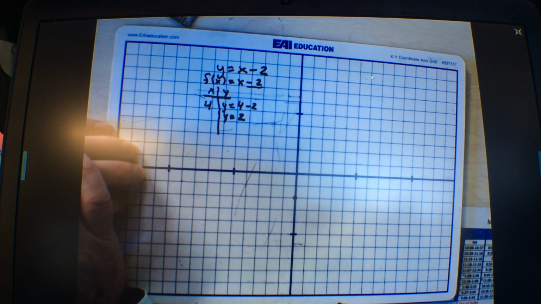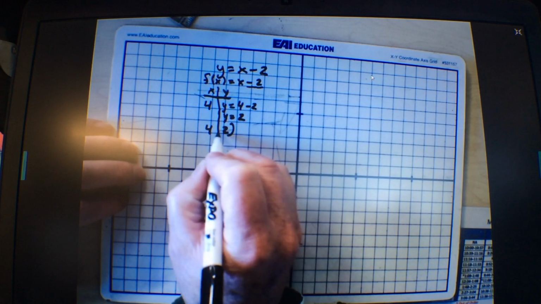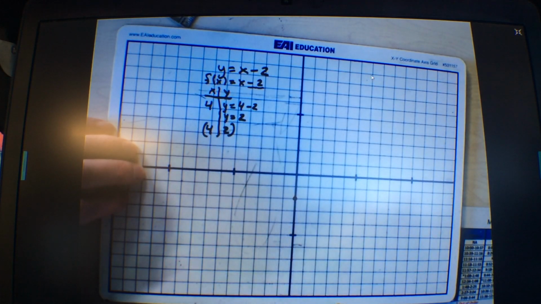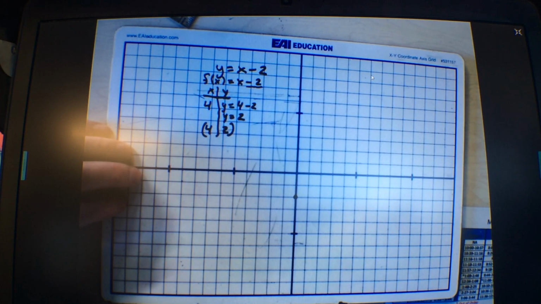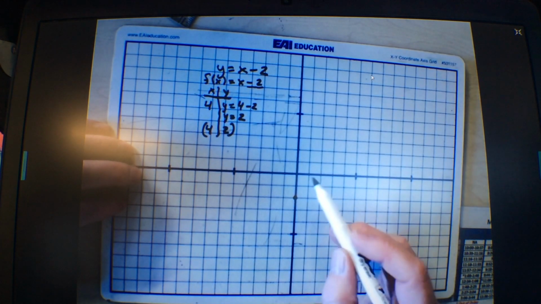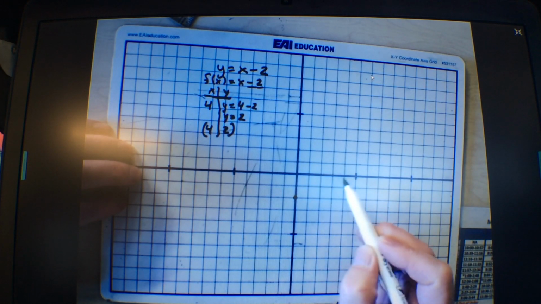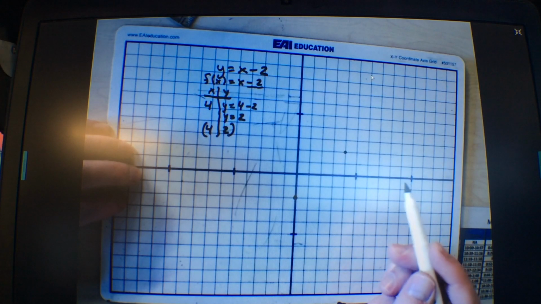So what's my new point? Thank you, Tyra. It is (4, 2). A point requires two numbers, an x and a y, on the coordinate plane. Do you understand that, Jackson? Okay, so I already got this point, right? Now I'm going to graph 1, 2, 3, 4, 1, 2. Do you see that, Jackson? Do I have 2 points?